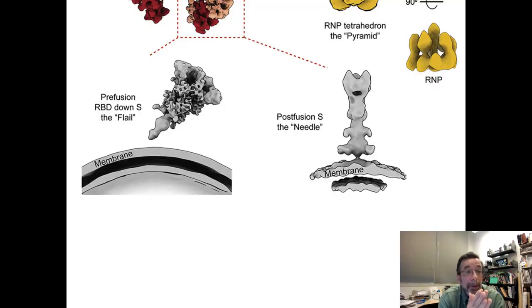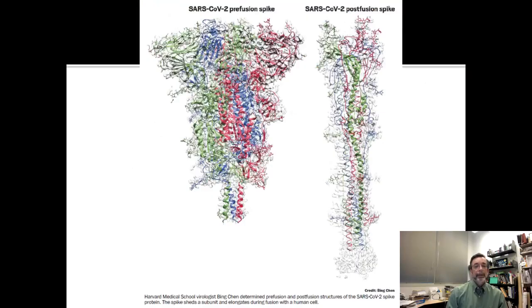What they did with the prolines is they locked it into that shape, into the flail shape, the pre-fusion RBD, which is receptor binding domain, pointing down in this case. So this is the pre-fusion spike. That's the post-fusion spike. That shows you exactly the secondary structure changes, tertiary structure changes, the whole thing changes. And the whole problem is, how do we freeze it into the pre-fusion?